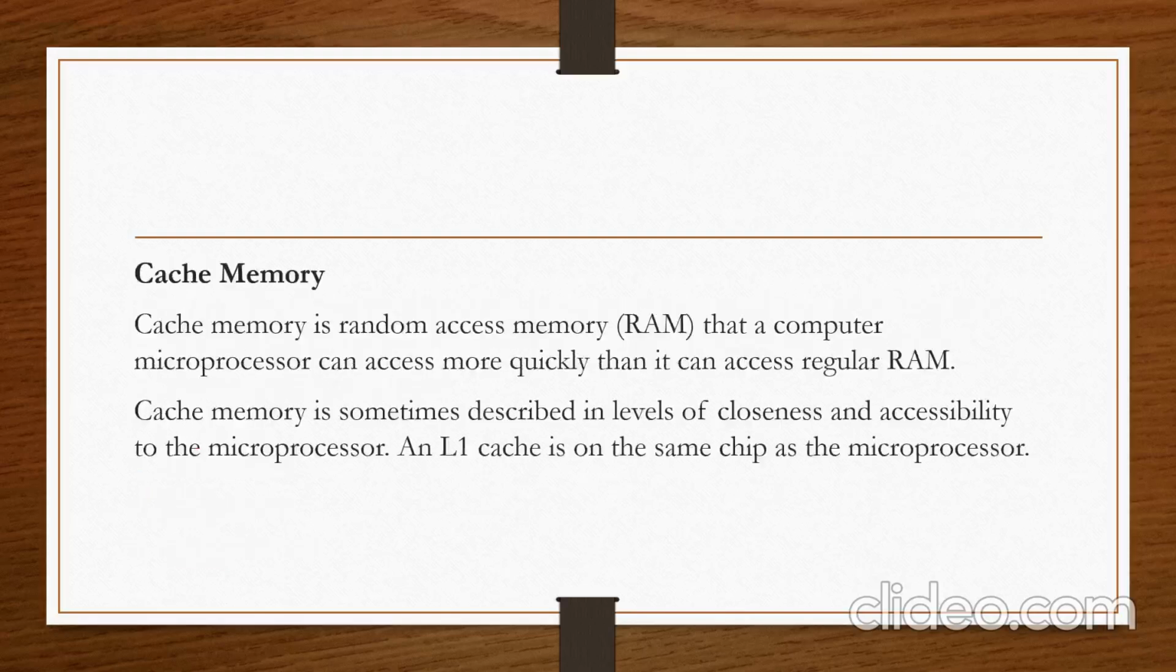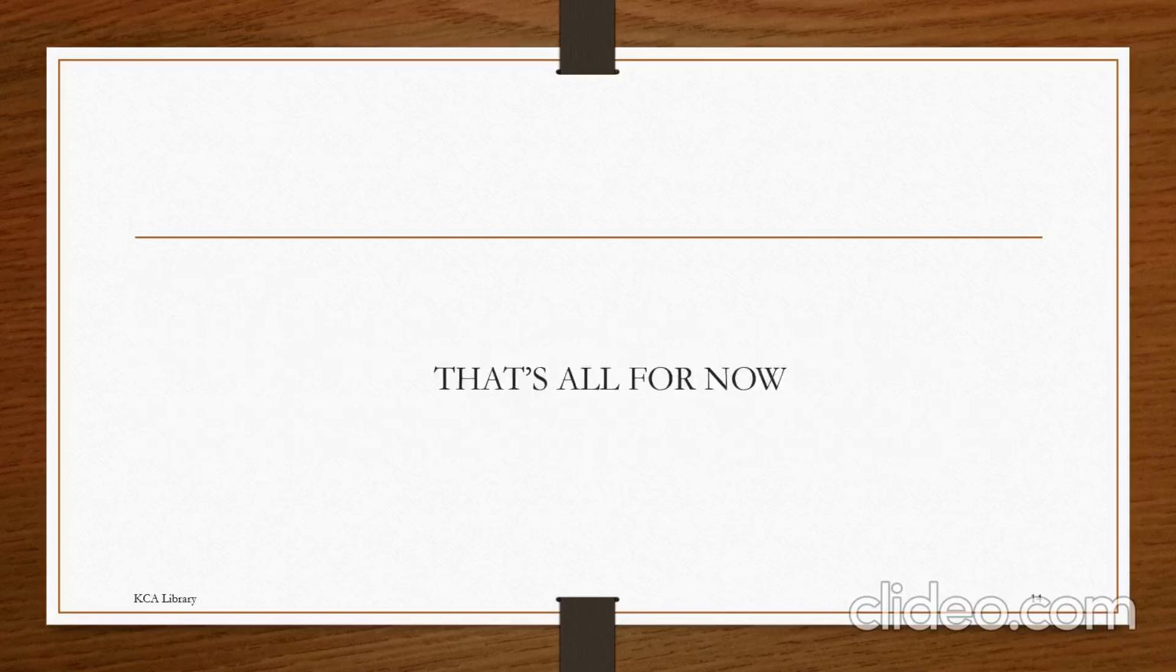So the cache memory. The cache memory is another type of RAM, or random access memory, that a computer microprocessor can access more quickly than it can access regular RAM. Cache memory has different levels with different functionalities, for example, level 1 cache, level 2 cache. So that's all for now in relation to data processing.